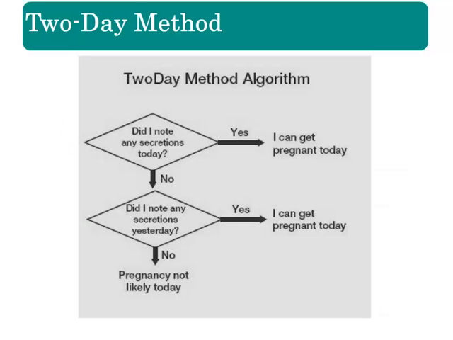This illustration shows how a woman uses the 2-day method. She asks herself 2 questions every day. First, did I note secretions today? Second, did I note secretions yesterday? If she notes secretions of any type today or yesterday, she should consider herself potentially fertile and has a chance of getting pregnant if she has sexual intercourse today, hence the name 2-day.